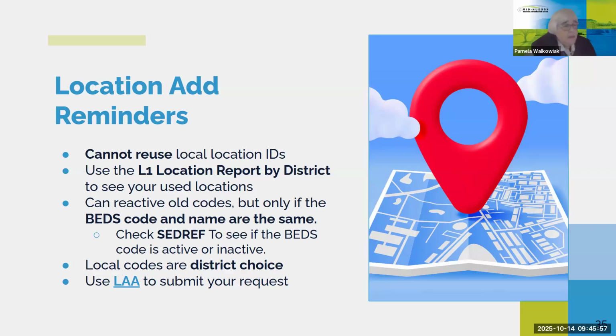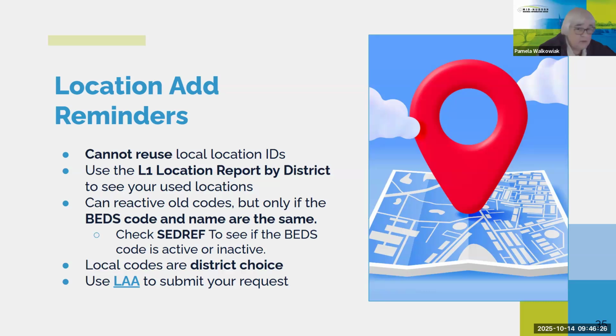All right. Next question, which is somewhat related to Level 0, is location adds. When a new location is needed by your district, please keep the following in mind. It is a multi-step process. The location must first be set up in your SMS. You, the district, must choose a new local location code that has never been used before.